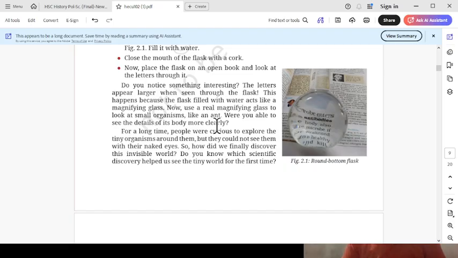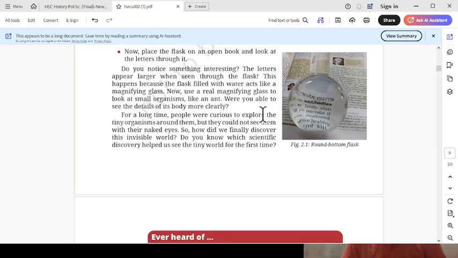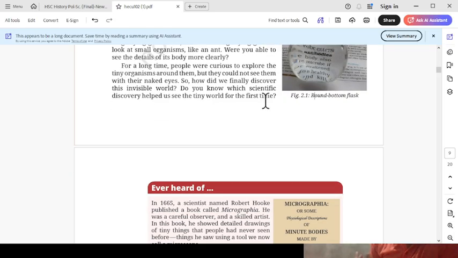So now we can define the magnifying glass. Use a magnifying glass to look at a small organism like an ant. Basically, a magnifying glass is an object that lets us see tiny objects like ants and microorganisms. So we can clearly see the objects, their textures and their shapes. For a long time, people were curious to explore tiny organisms around them, but they could not see them with the naked eye.